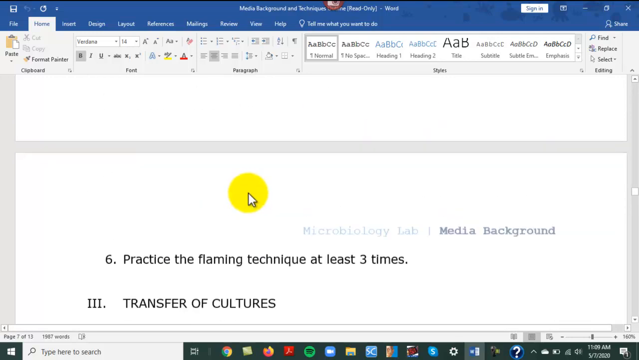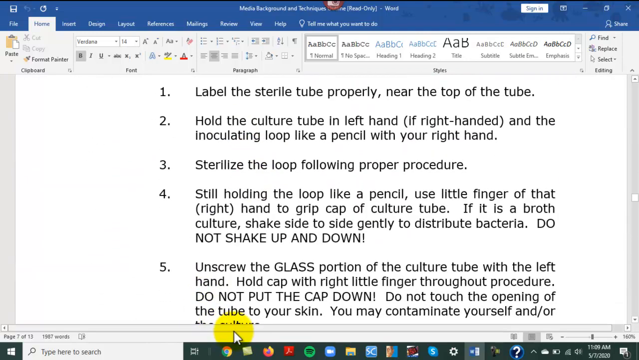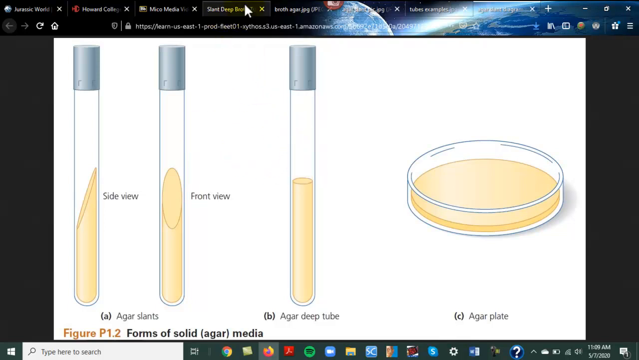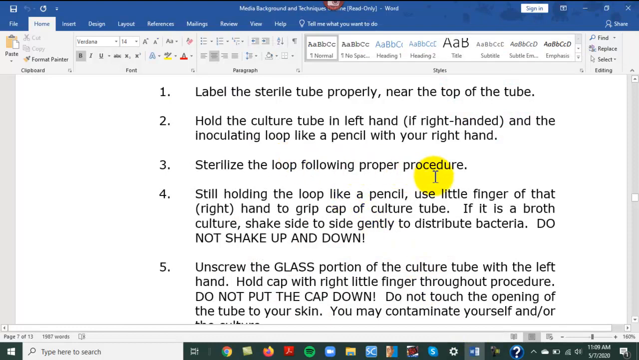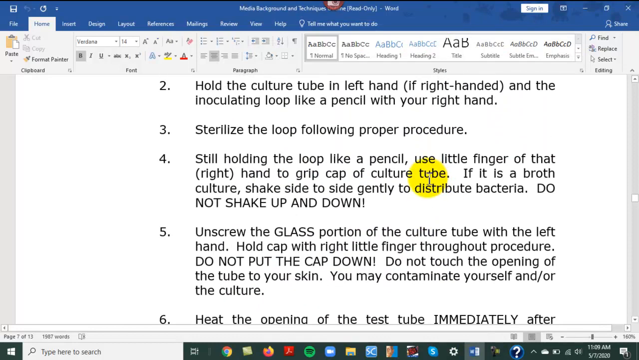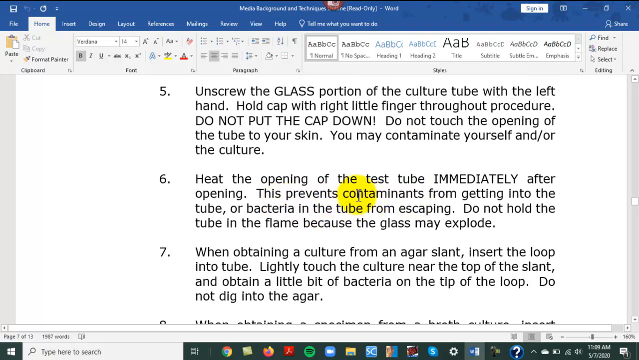You would then pick up the test tube the culture was in. And I'm really trying not to go back and forth. I have too many examples up here. So let's say this is a culture and you also have a sterile tube. First thing you're going to do is sterilize your loop like it says here. It says hold it like a pencil. You're going to unscrew the top of the tube. You would then heat the barrel of the tube. And you're doing that because this prevents contaminants from getting into the tube or bacteria from escaping. You're just trying to keep everything as sterile as possible, so you're only transferring the microbes you're working with.